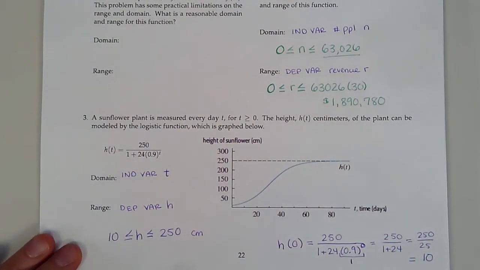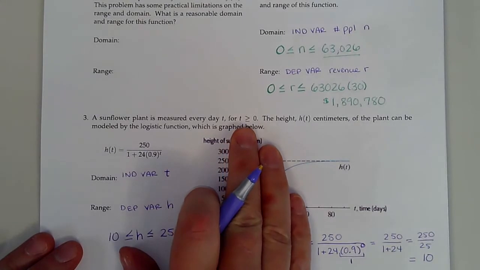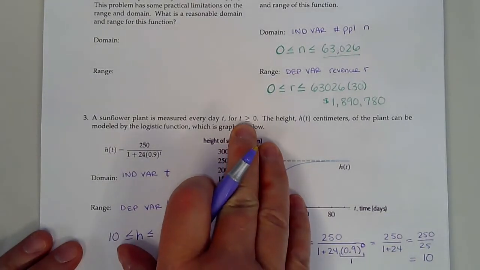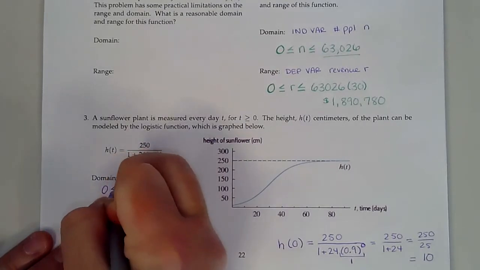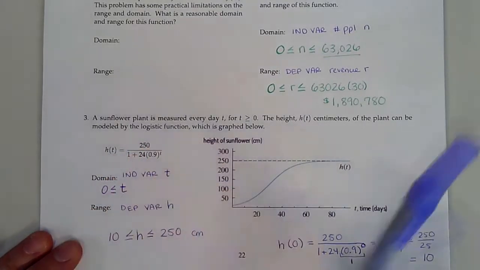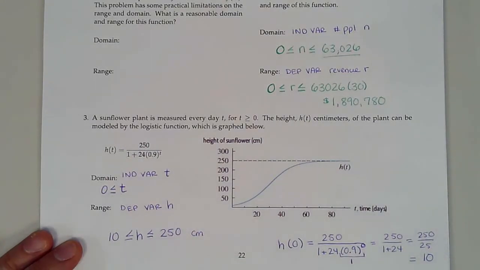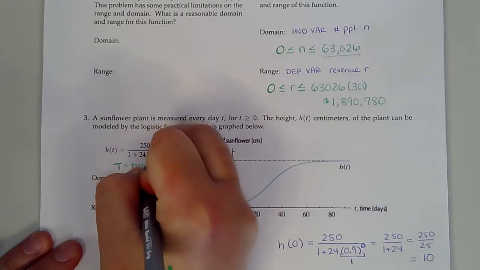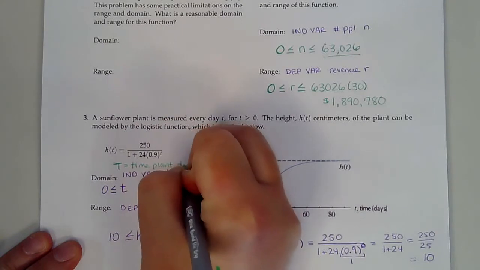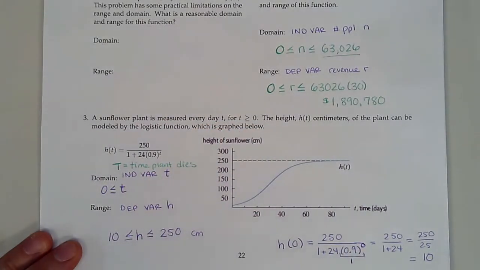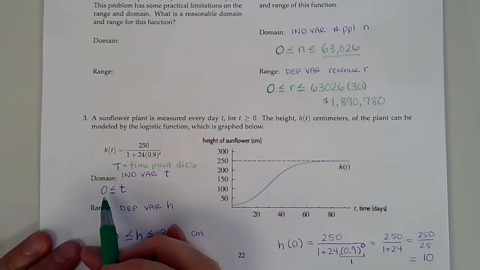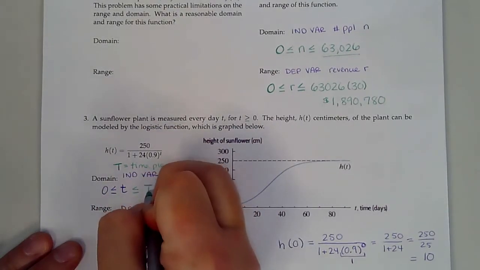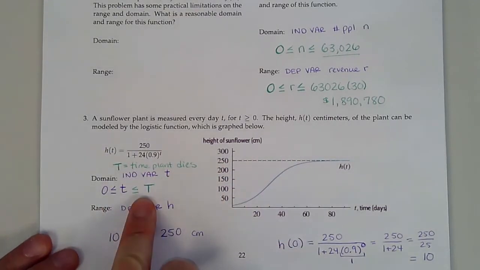And then let's look at the domain. The problem gives us the lower bound for our domain. Little t is greater than or equal to 0, so 0 is our lower bound there. And then there is an upper bound. If we think about this, that sunflower plant at some point is going to die. So it's not going to keep growing any longer. And so what we'll do is define big T to be the time the plant dies. The plant is going to be alive from day 0 until whenever it dies. So little t, the number of days that plant is growing, is between 0 and big T.